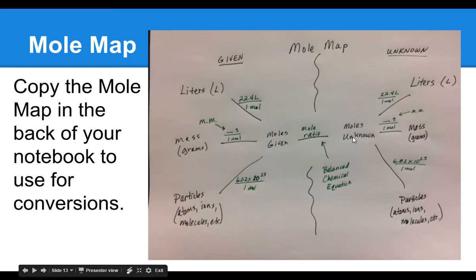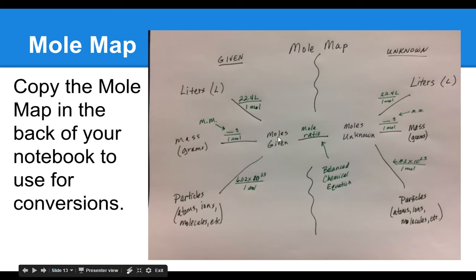Here's the moles unknown. In order to go from moles given to moles unknown, we use what's called the mole ratio, and that comes from the balanced chemical equation. We're going to get there a little bit later. Right now, I want to concentrate on the left-hand side, because we're basically going to do some basic conversions from moles to liters, or moles to grams, or moles to particles.